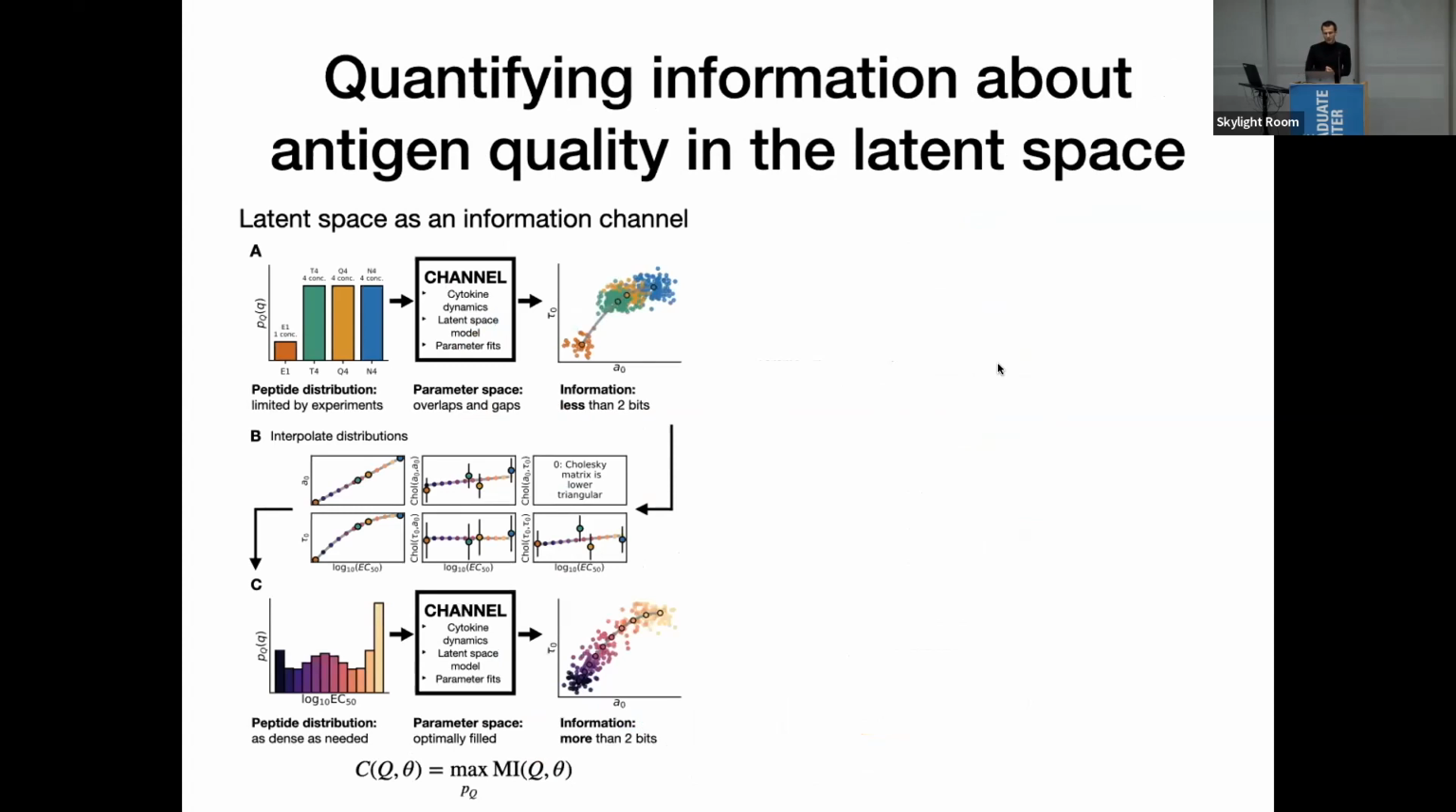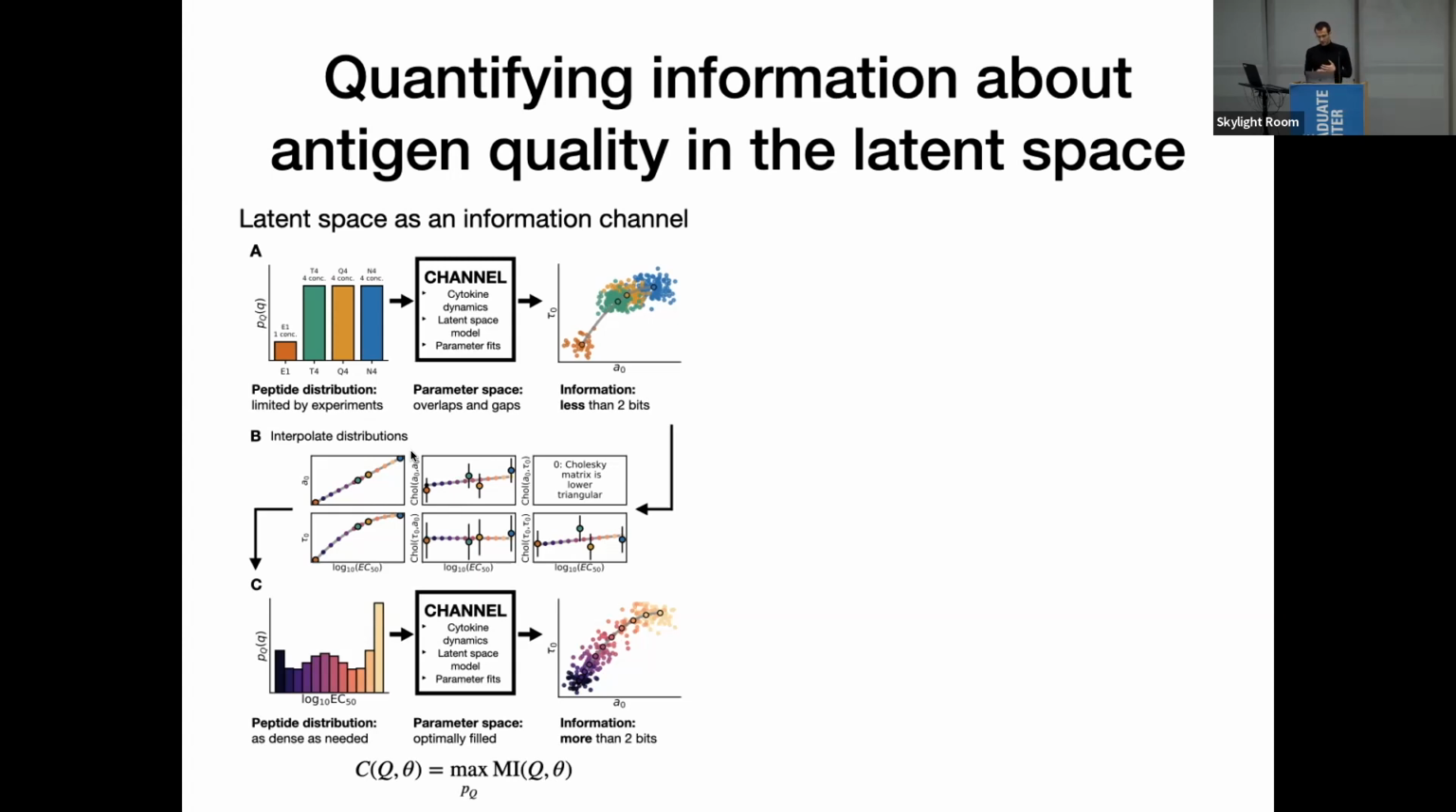The last question we asked was, how much information is there really in that latent space? I've shown you there's antigen encoding, the trajectories are separate according to quality, but can we put a number on how good the encoding is? So we thought of our latent space as an information channel where there is information between the quality of the antigen, Q, and the model parameters, theta, fitted on the latent space trajectories corresponding to those antigen qualities.